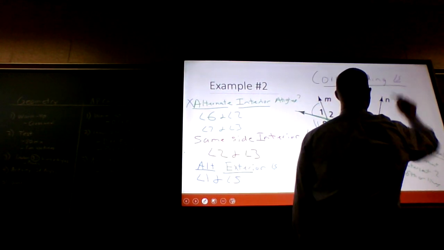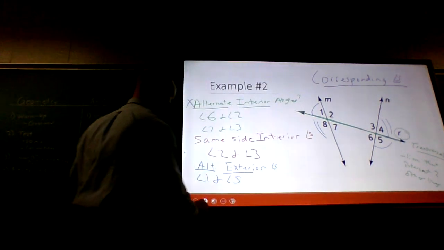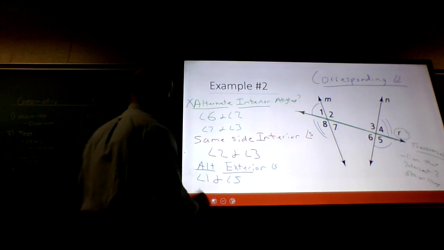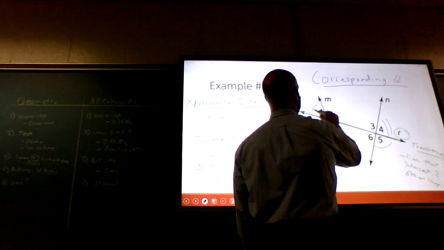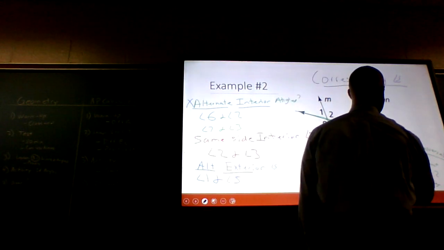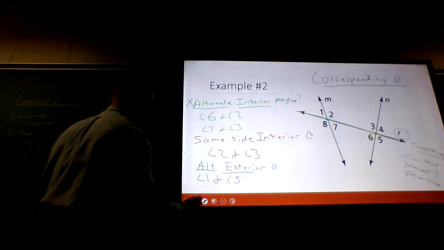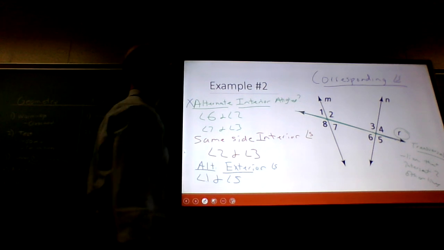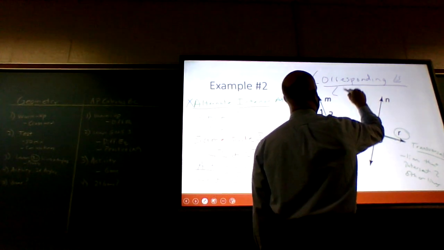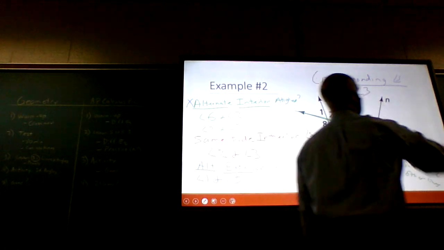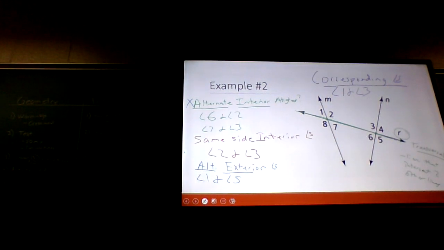All right, the last type of angle we got to do are called corresponding angles. I think I might just explain this and give you an example of this one, and then let's see if you can figure it out from there. I'm going to give you the answer, and then I want you to see if you can figure out what the connection is. Angles 1 and 3 are corresponding.